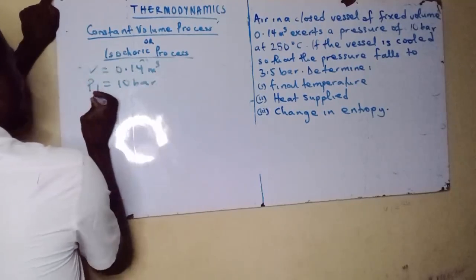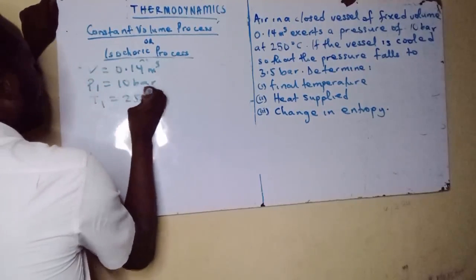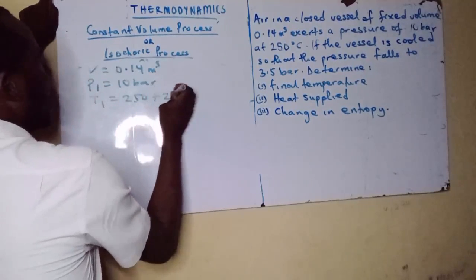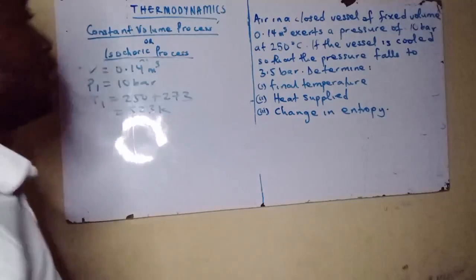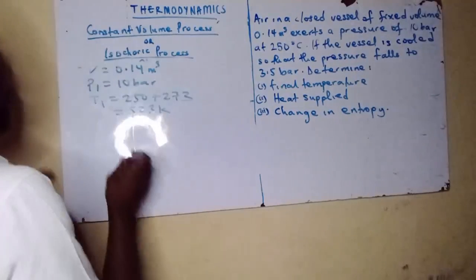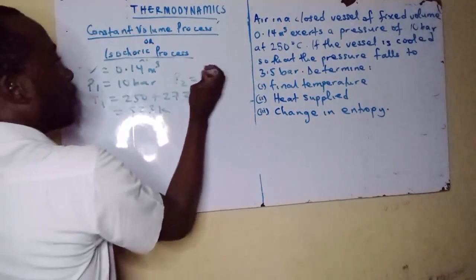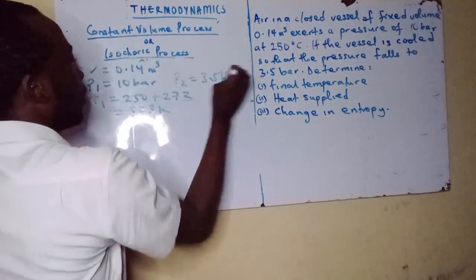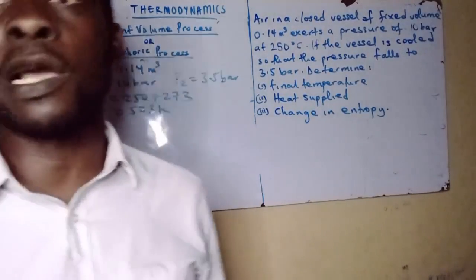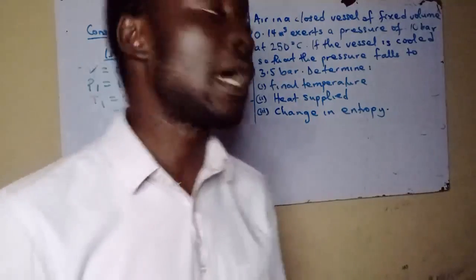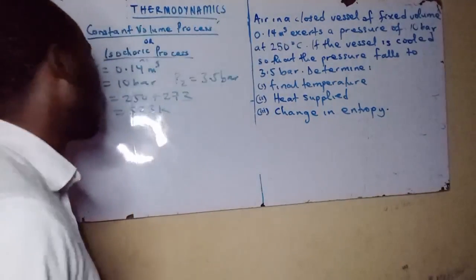At 250 degrees Celsius, T1 is 250 plus 273, which is 523 Kelvin. Now, if the pressure falls to P2 equals 3.5 bar, and we all know that 1 bar is 10 to the power 5 Pascal or Newton per meter squared, the question says to only find the final temperature.